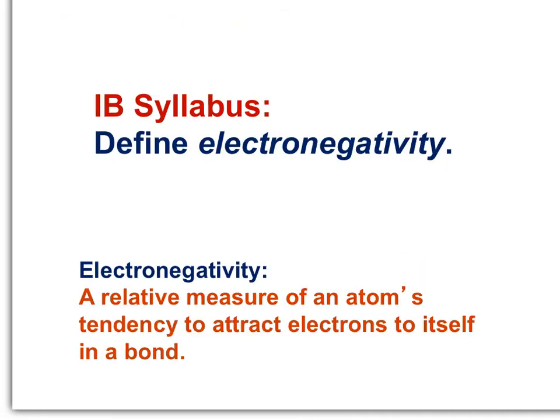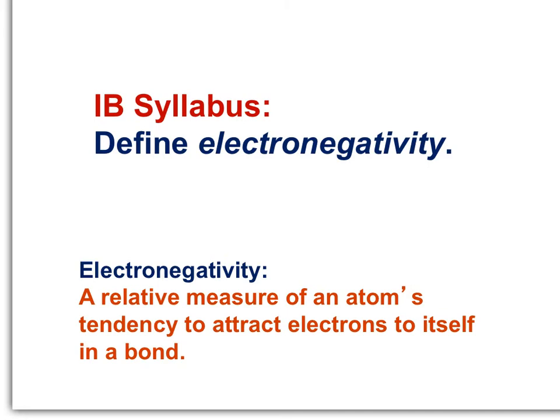Here's the IB syllabus statement. Define electronegativity. Electronegativity is a relative measure of an atom's tendency to attract electrons to itself in a bond. Electronegativity is an important idea when we study energy transformations, particularly cellular respiration.